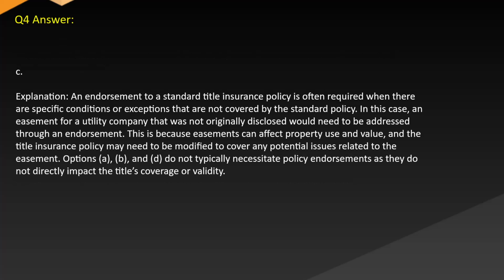Answer: C. Explanation: An endorsement to a standard title insurance policy is often required when there are specific conditions or exceptions that are not covered by the standard policy. In this case, an easement for a utility company that was not originally disclosed would need to be addressed through an endorsement. This is because easements can affect property use and value, and the title insurance policy may need to be modified to cover any potential issues related to the easement.